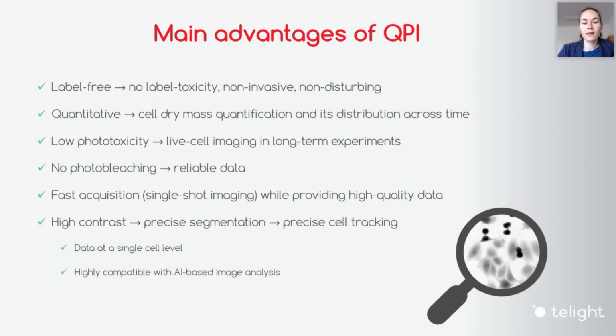The acquisition of the microscope is really fast. It's a single-shot imaging technology, so from one hologram you get one QPI image. And the data are of high contrast, so with no background artifacts, no coherence noise, that allows to perform precise segmentation, which is the key for precise cell tracking in studies of migration. And some of these features are really unique and needed for the migration studies. There's the label-free, that you study the migration in native conditions, where the cells are not affected by the technique that you are using to study them.